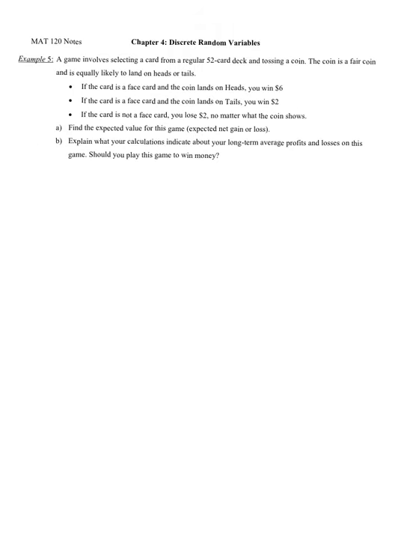On the next page, looking at example 5, we have a game where we're selecting a card from a 52-card deck and then tossing a fair coin. If the card is a face card and the coin lands on a head, you win $6. If it's a face card and you get a tails, you win $2. If it's not a face card, you lose $2, no matter what the coin shows. Let's go ahead and find the expected value for this game.